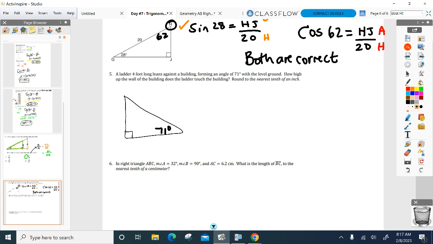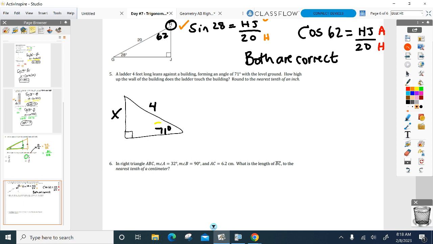Everyone knows where the ladder is? Leaning against the wall. How high up the wall does the ladder touch? So where are you putting your X? Figure out where to put your X. How high up the building does the ladder touch? Well, this is the ground, so there's no way I need the ground, right? I'm going to get you, Nate. This doesn't seem that bad, right?